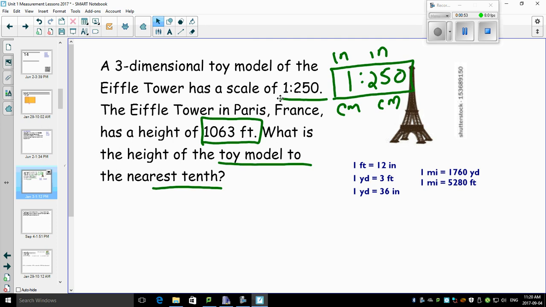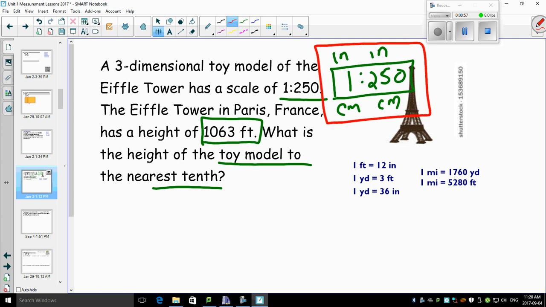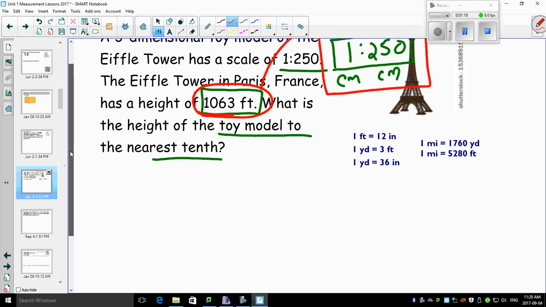So here's the dilemma. The dilemma is, look at this scale. Remember, it's from inches to inches or centimeters to centimeters. So that means this 1,063 feet has to be converted. And guess what it's going to be converted into? Yup, converted into inches. Very simple. You got to do that first before you can start using the scale. So, okay, let's go. Here we go. Let's do it.